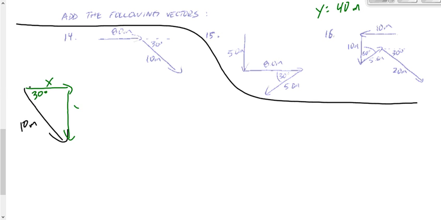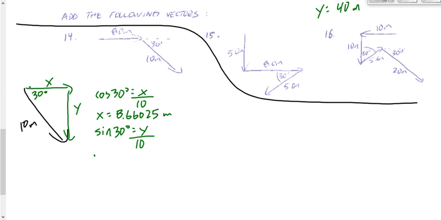This is x, this is y. Let's say cosine 30 degrees is equal to adjacent. Which is the adjacent side, x or y? X, because it's touching the 30, and it's not the hypotenuse. Sorry, touching the 30, and the 10 is also touching the 30. That's the hypotenuse. So I get x is equal to 10 times cosine 30, which is 8.66025 meters. We're going to say sine 30 degrees is equal to y, that's the opposite side, over 10, which is 10 sine 30, or 5.0 meters.